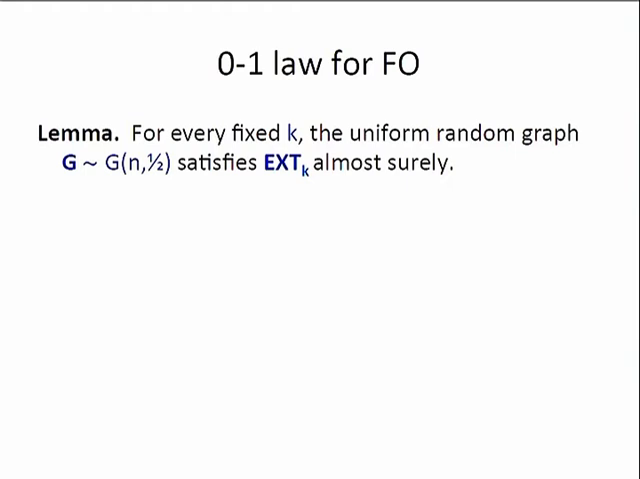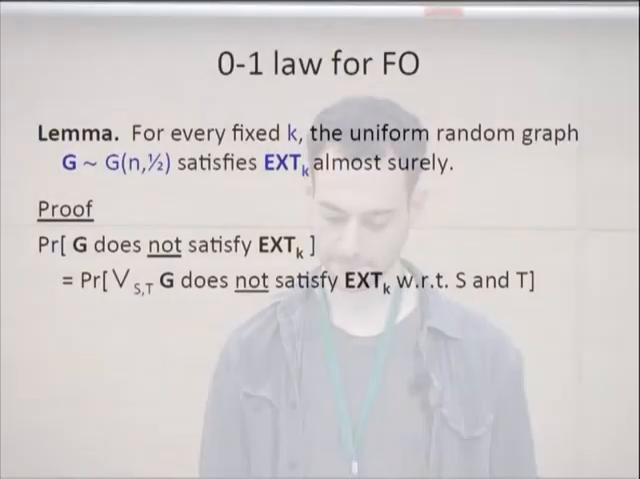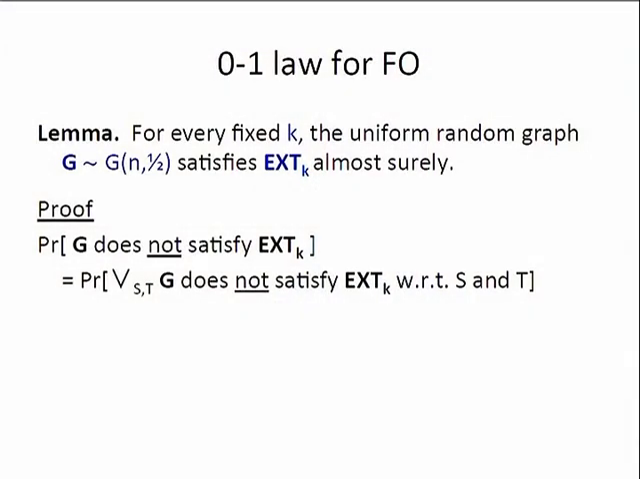Now the second key lemma about this k-extendability is that the uniform random graph G(n, 1/2) is almost surely k-extendable. So here's the proof of it. I'm going to look at the probability that a random graph G(n, 1/2) is not k-extendable. I'm going to show that that tends to 0.